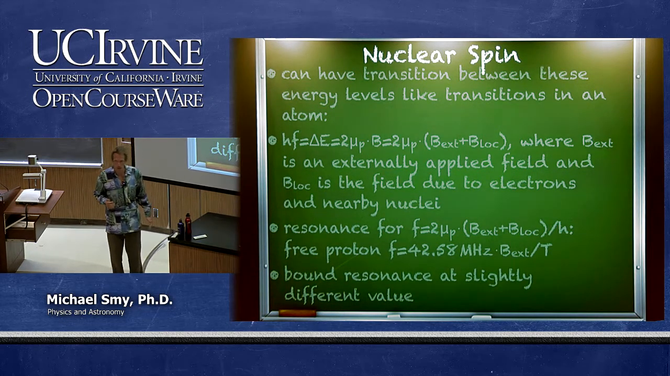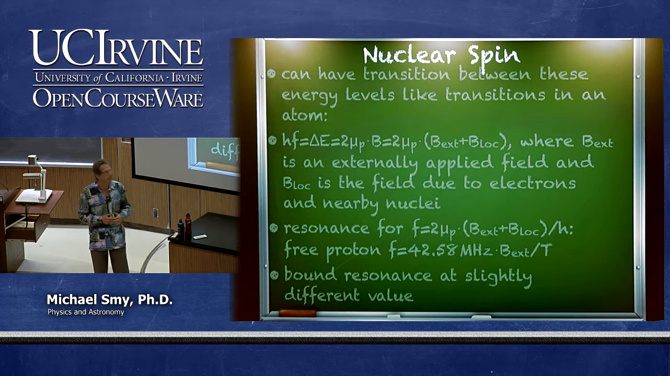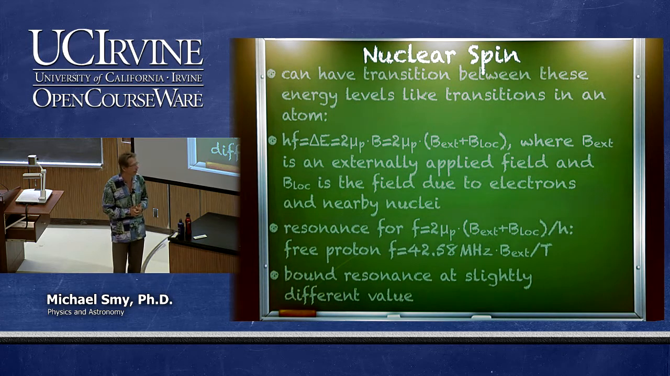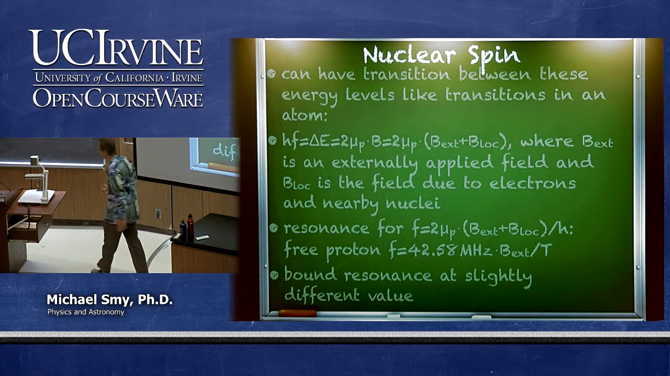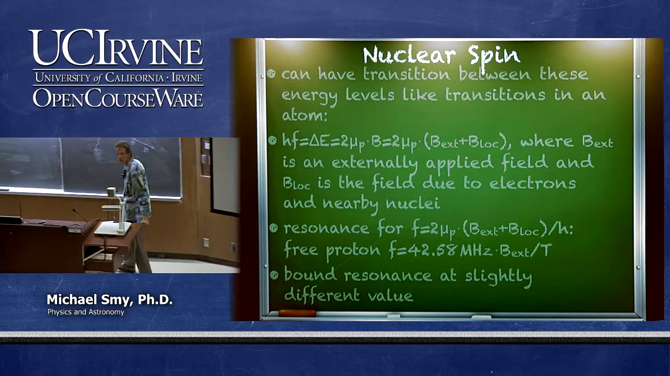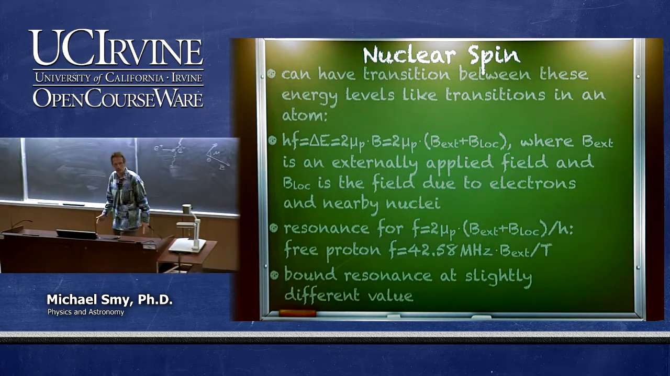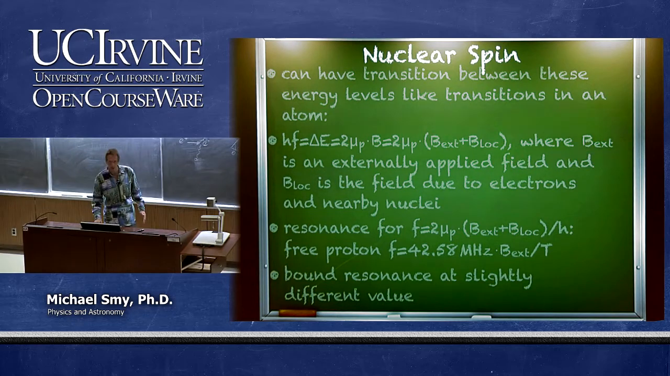But 42.58 megahertz for a 1 Tesla field is in the radio frequency region of the spectrum, and that is particularly useful because we have lots of radio frequency technology to detect such radiation, and it can pass outside of the body when it's produced in the body.